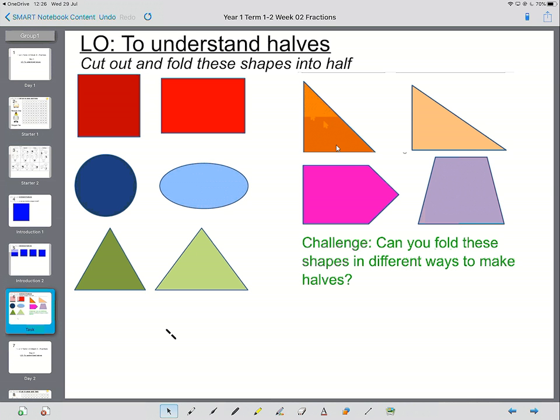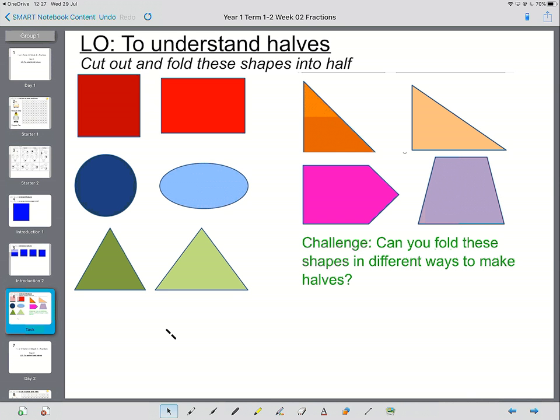And you also can try these shapes. Right angle triangle, an irregular right angle triangle, pentagon, and well, that's a quadrilateral. So have a go at making these shapes and finding out if you can fold them in half or not.